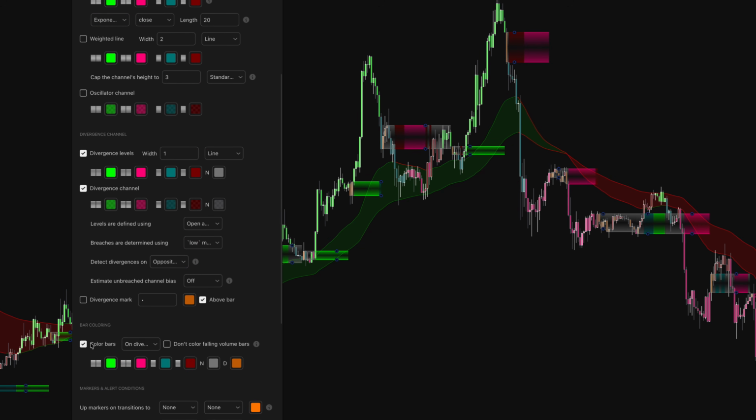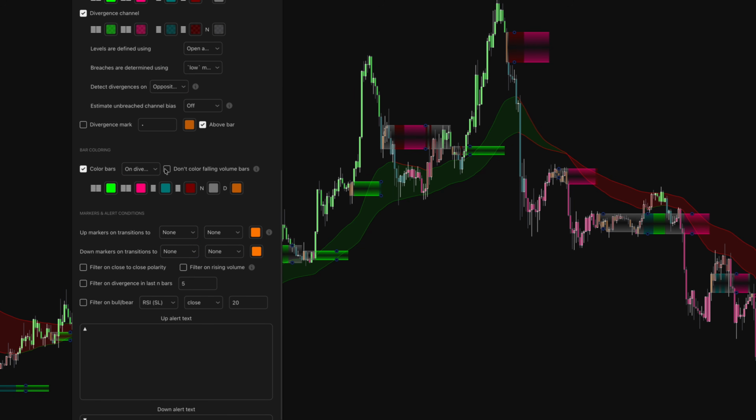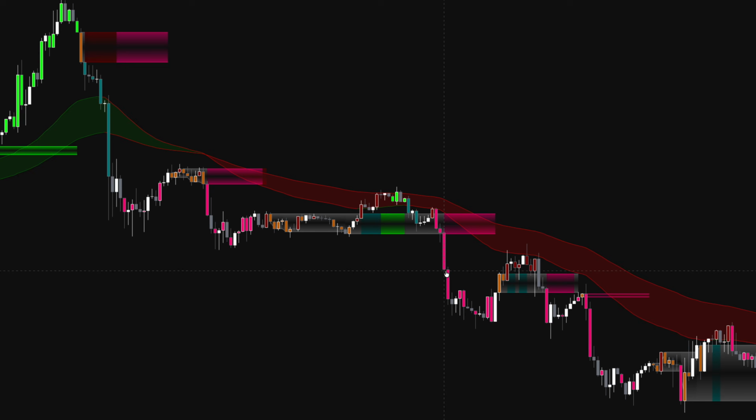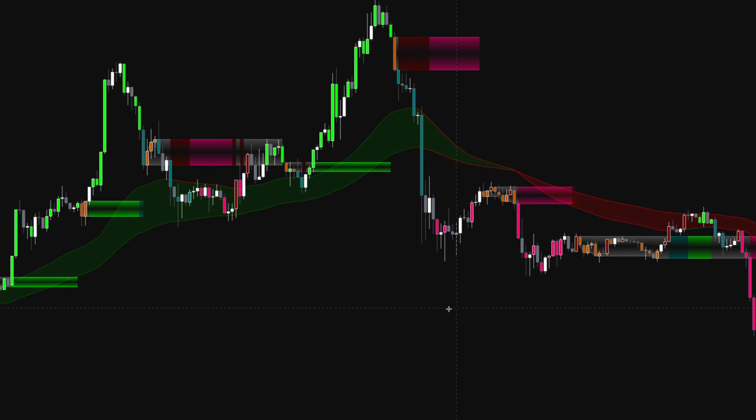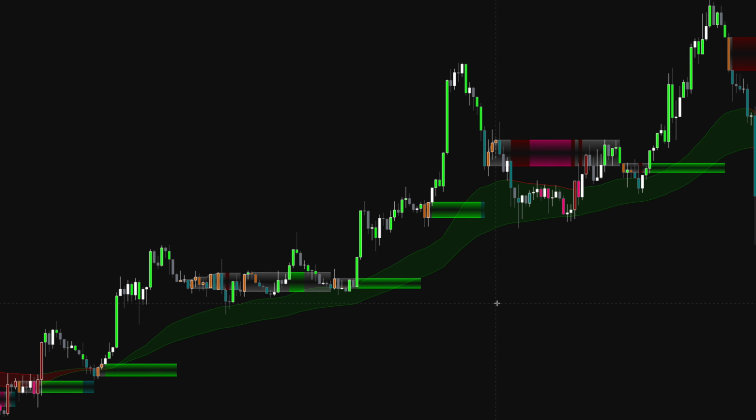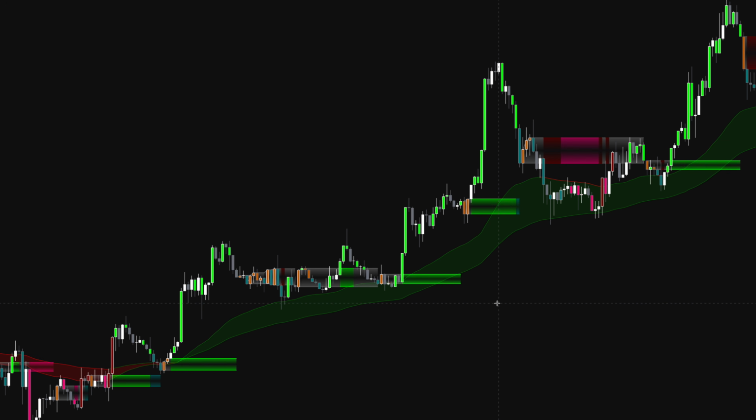Here's the most important part. In the bar coloring section, enable the Don't Color Falling Volume Bars option. This is critical because it automatically filters out low volume, weaker signals. You're only seeing the moves that have real volume behind them, and that makes all the difference.